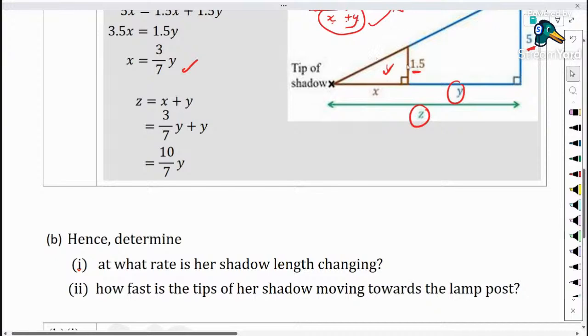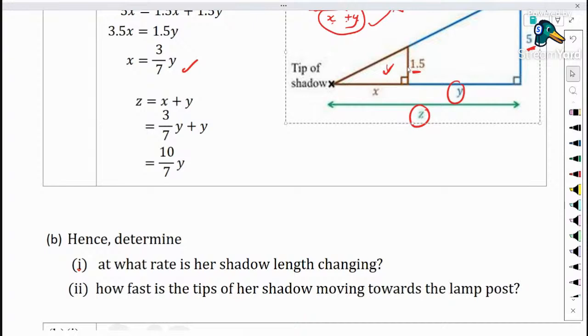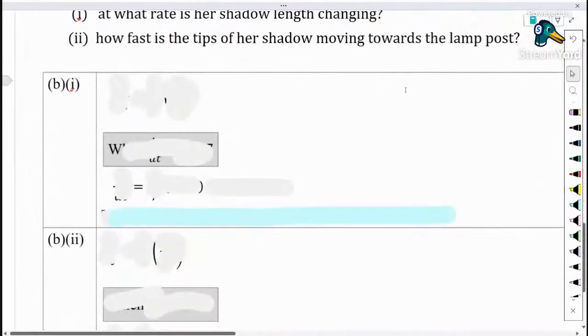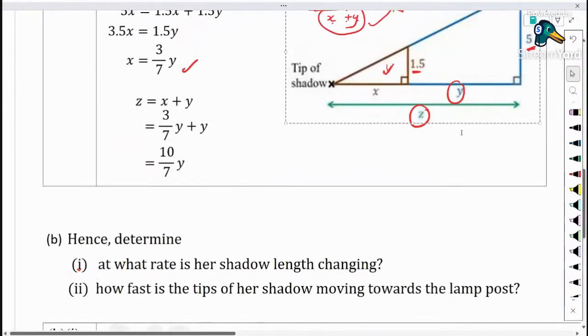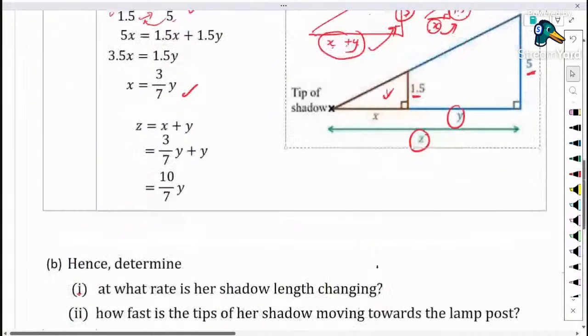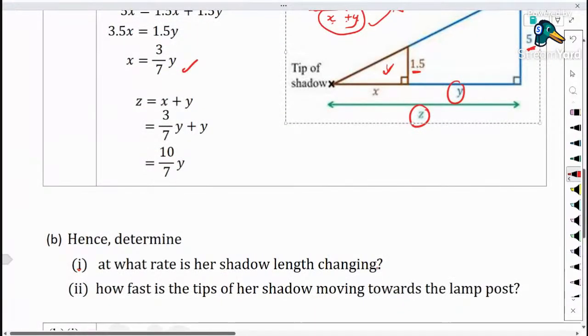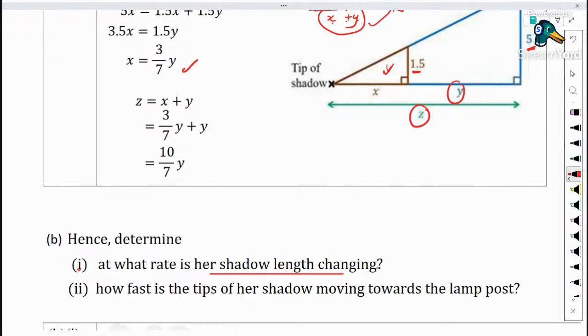After I have all this info here, the next thing I want to do is find out the rate of change of the shadow length changing, and also how fast the tip of her shadow is moving toward the lamppost. How do I get this answer done? Let's see. First of all, I want to find the rate of change of the shadow length. The shadow length refers to x. And here I want to find dx dt.